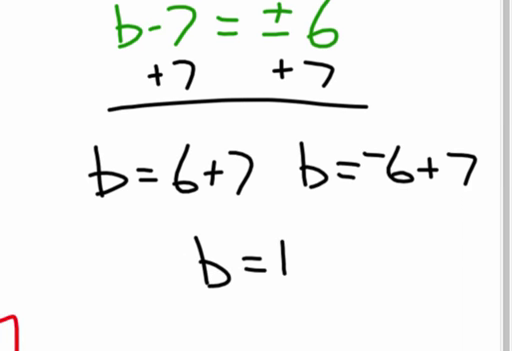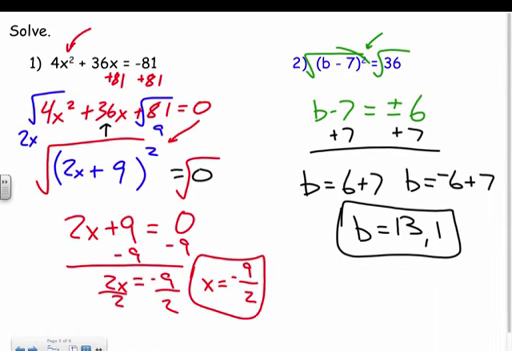So b ends up equaling what? 13 and 1. So you got to take the plus 6 plus 7, and you also got to take the minus 6 plus 7. So you have two answers there. So just be careful with that, right? Because I could plug 13 and 1 into my original equation for b, and it should work out.